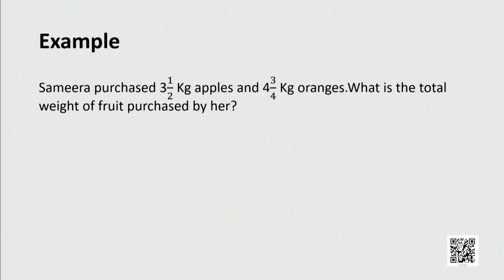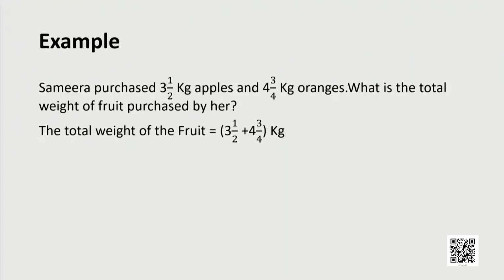Let us have an example so that it would cover what all we have discussed today. In the example you can see that Samira purchased 3.5 kg apples and 4.75 kg oranges. What is the total weight of fruit purchased by her? So students, what do we have to do here? They are asking the total weight. This means that we have to add both the weights, but they are in the form of mixed fractions. So we have to add these mixed fractions.